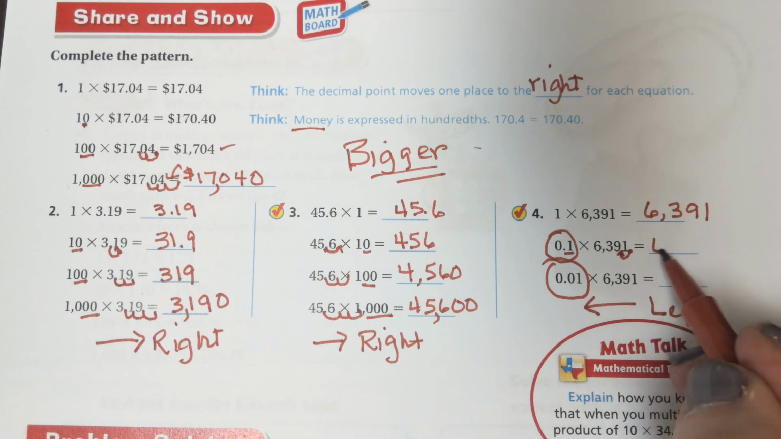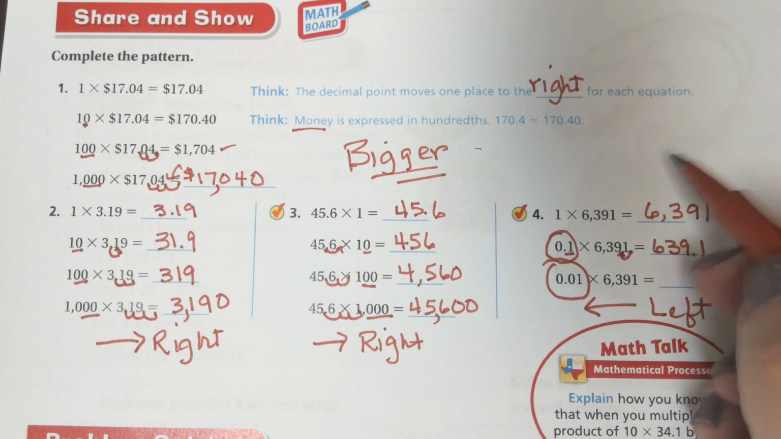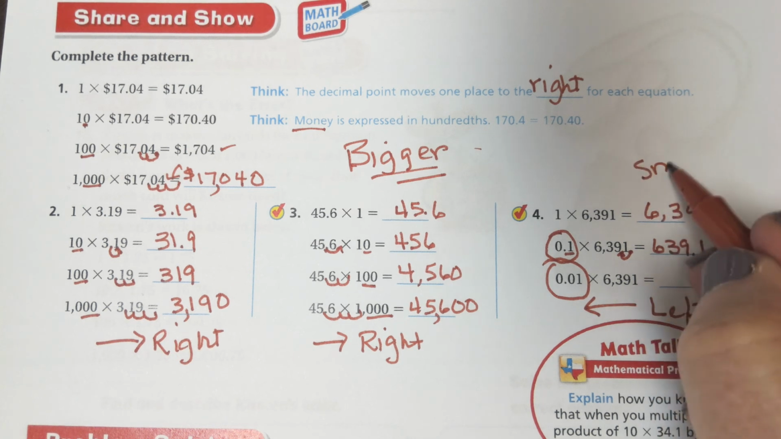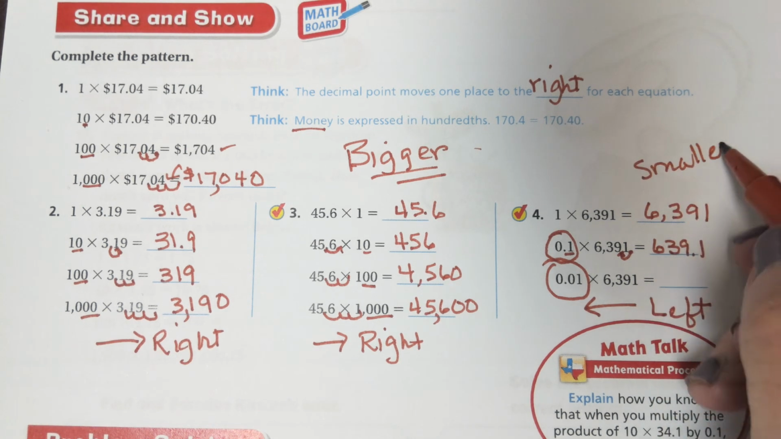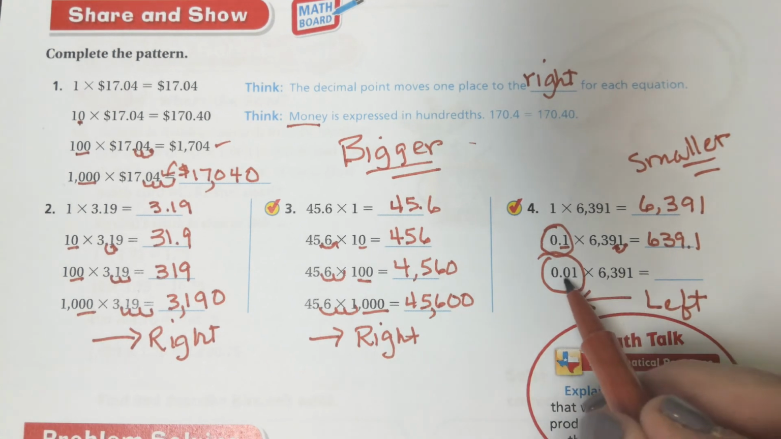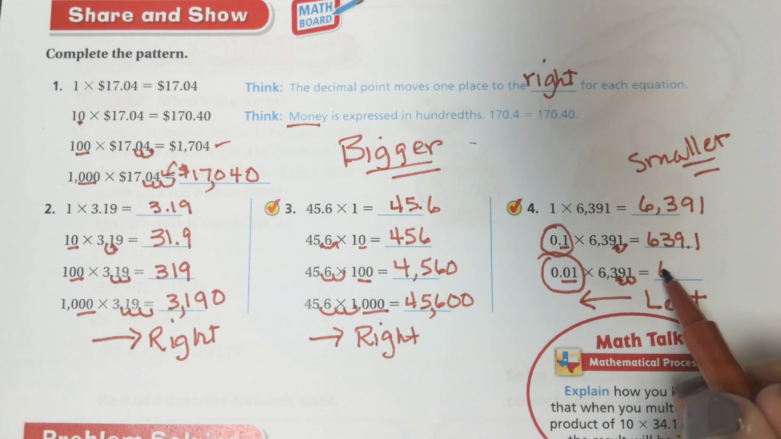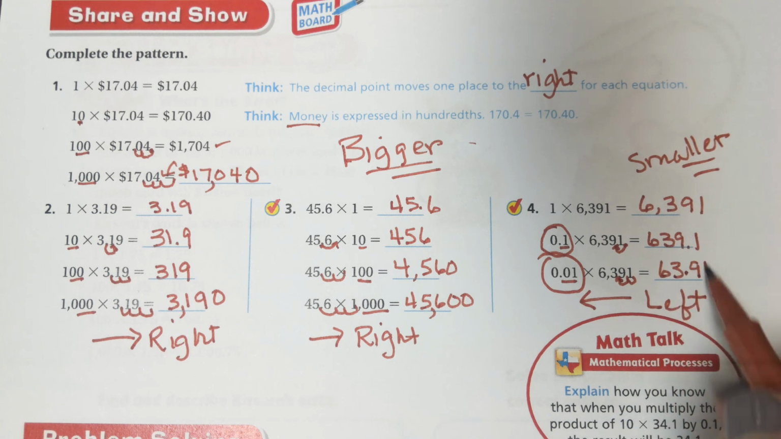So now I have 639 and 1/10. Notice what happened here. These went smaller. Every time I go left, they get smaller. Okay, this one I'm going to go 2 places left. Remember, 1, 2. If you physically move that decimal, it's going to help. So I have 63 and 91 hundredths.